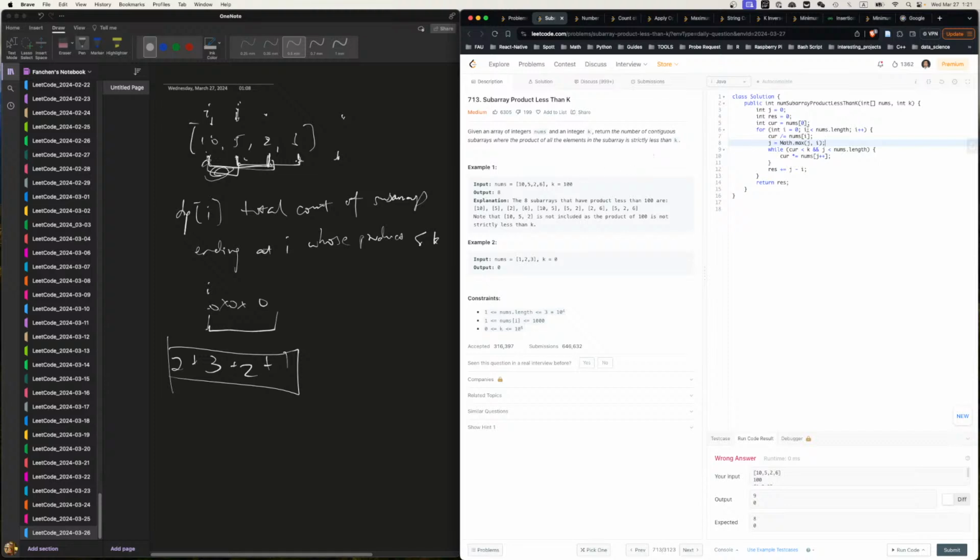Okay, so we start from here. Current is 1. Okay, J is equal to 0. And then the first one's good. Current times nums J, so current is 10. J move here. And then current times this, now it's 50. It's good, so I move here, J move here. And now current times, now becomes 100.